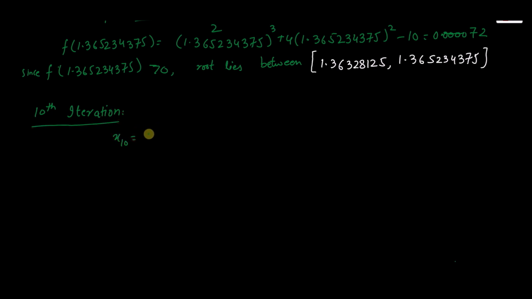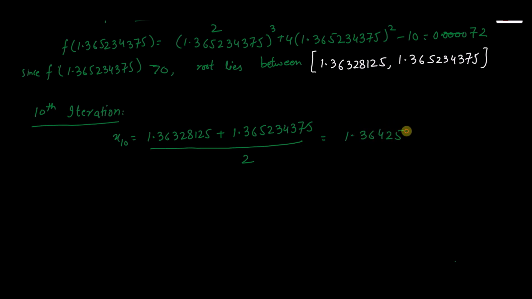So x10 is equal to 1.36328125 plus 1.365234375 divided by 2. After solving, we get the result 1.364257813. Now we substitute into the function.